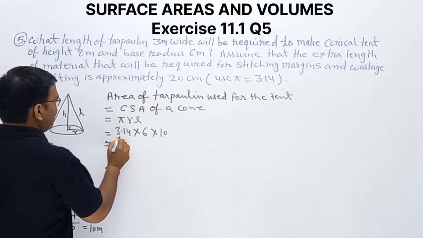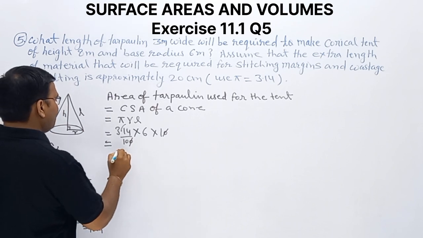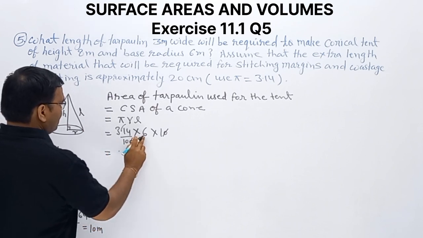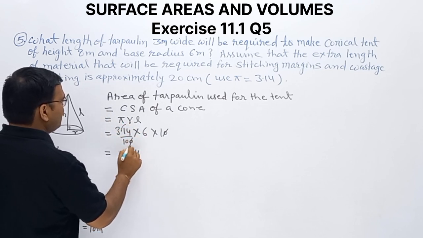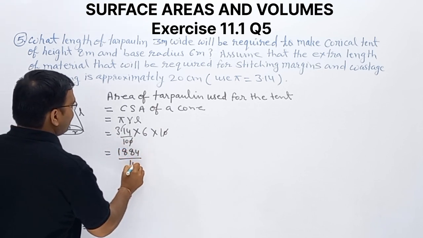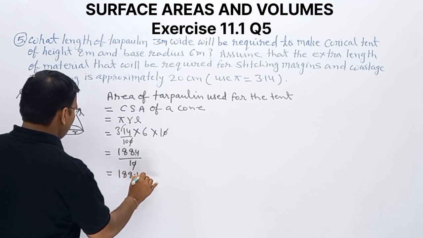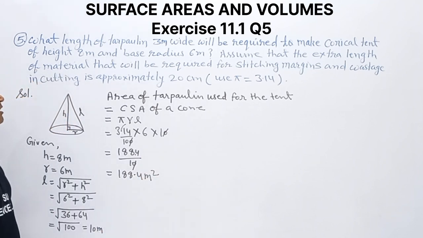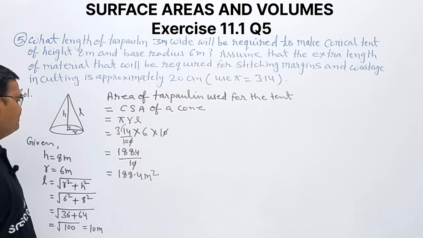Solve this one. Once we remove the point, we get 100. 1 0 will be cancelled. We are getting 6 4s are 24, 2 is remaining. 6 1s are 6. 6 plus 2 is 8. 6 3s are 18, divided by 10. So we put the point there. What are we getting? 188.4 meter square. Meter square will be the curved surface area of this conical tent, and this curved surface area is the area of tarpaulin used for the tent.